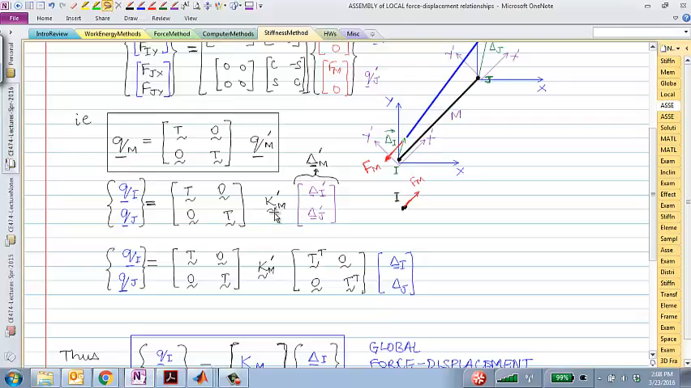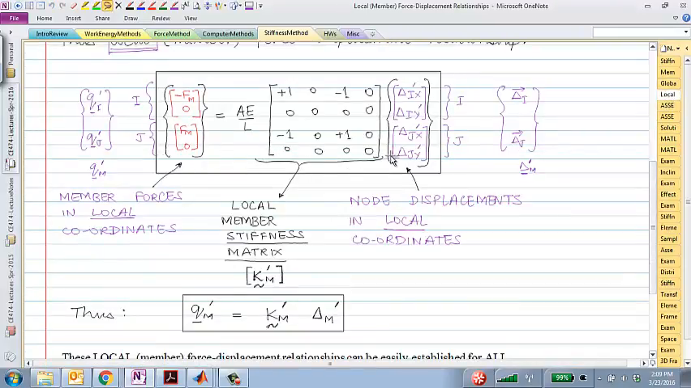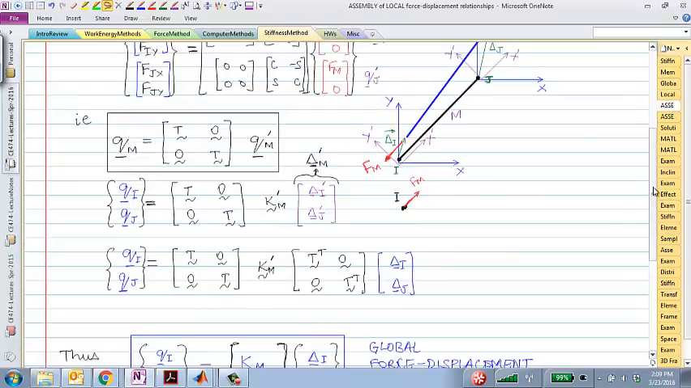So I hope this is making sense. All I did going from here to this point is substituting for qm prime. Substituting for qm prime, I get km prime times delta m prime, right? And then I substitute for delta m prime as T transpose times delta I and delta J. So all we have done is we've converted this local force displacement relationship to a global force displacement relationship now.